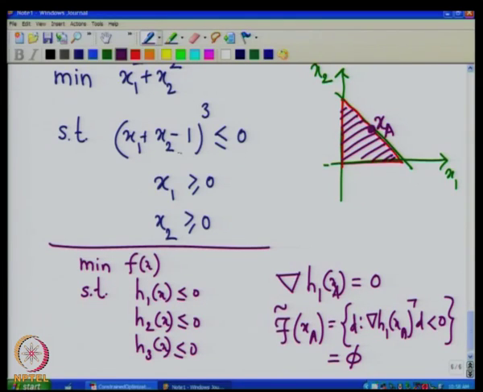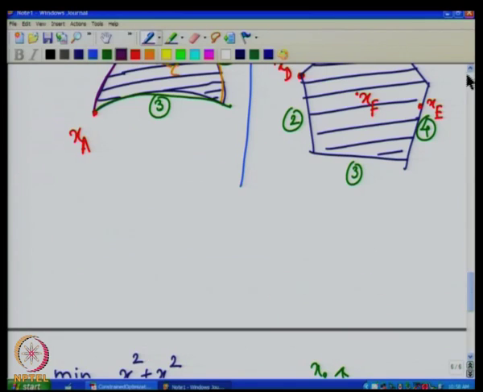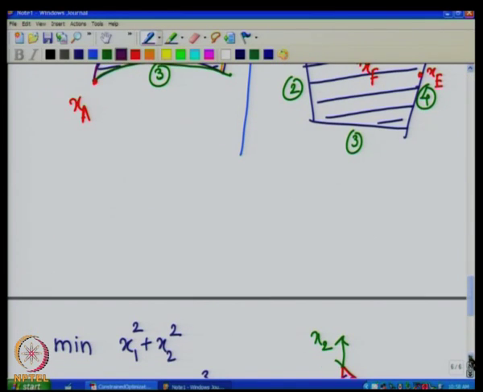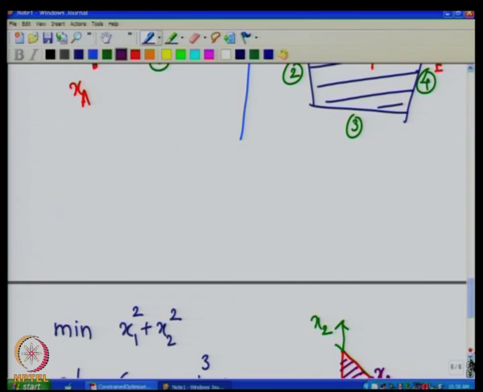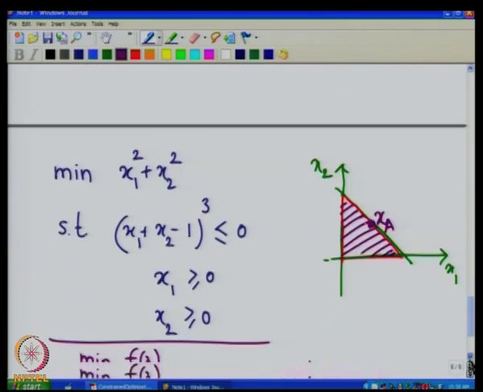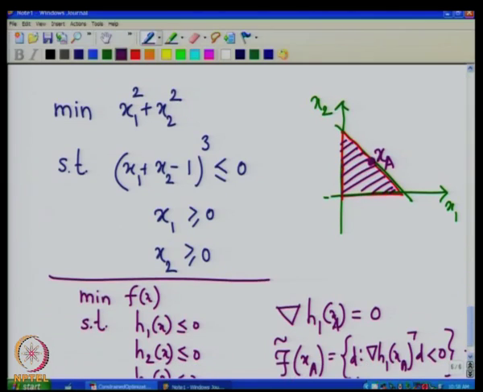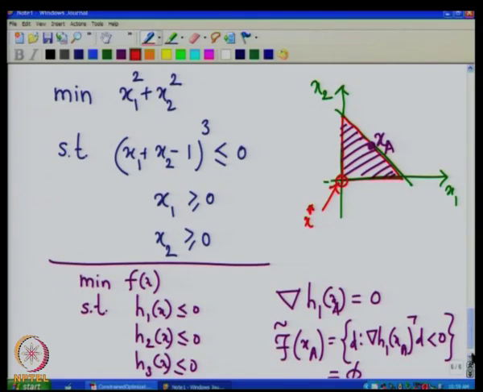But if you look at this problem formulation, what we are interested in is minimizing x1 square plus x2 square subject to this. So, you will see that this point, the origin, is going to be our x star, and certainly x a is not a local minimum.